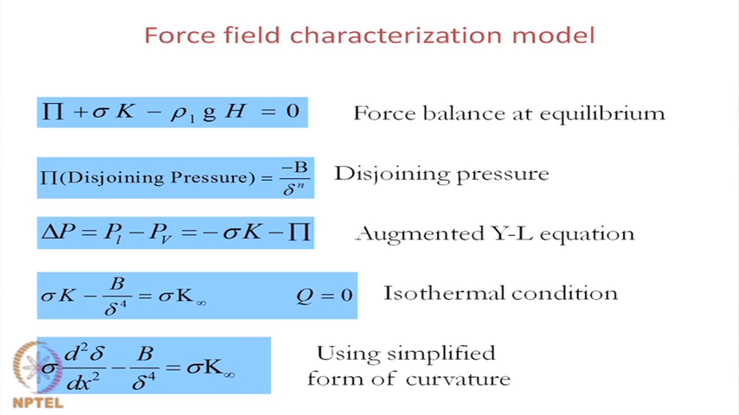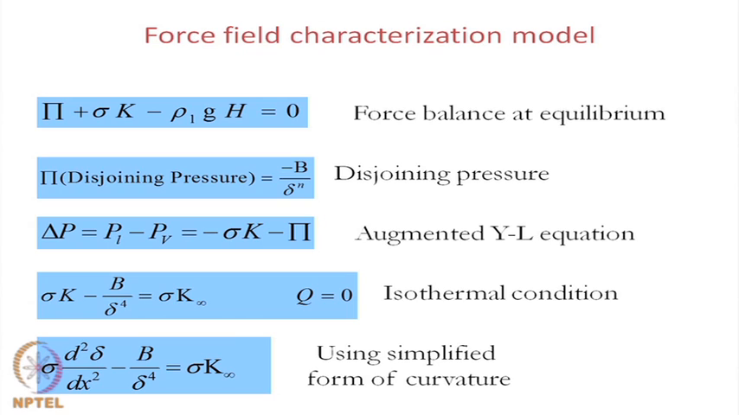So, if the pressure is the same, then the sum of the disjoining pressure, the capillary pressure and the hydrostatic pressure must be equal to 0. We know how to express disjoining pressure as a function of delta to the power minus n, where n could be equal to 3 or 4, and the augmented Young-Laplace equation can be used to predict the pressure jump across the liquid vapor interface.